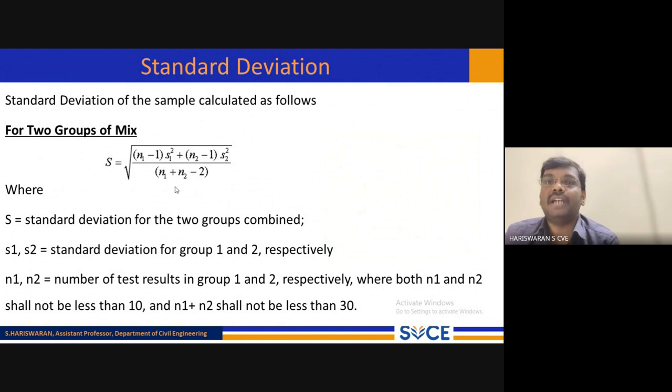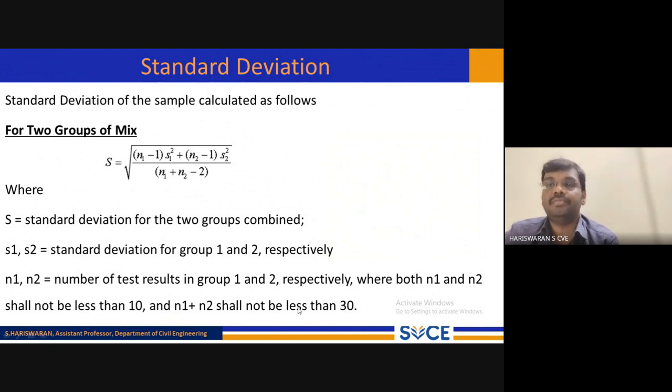If you have two batches instead of a single batch for the same execution of the work, two batches of concrete, I have to find the S value for two batches. The N1, N2 represent group 1 and group 2, number of samples in group 1, number of samples in group 2. The minimum value of both samples must be 10. When I club together, this value should not be less than 30.